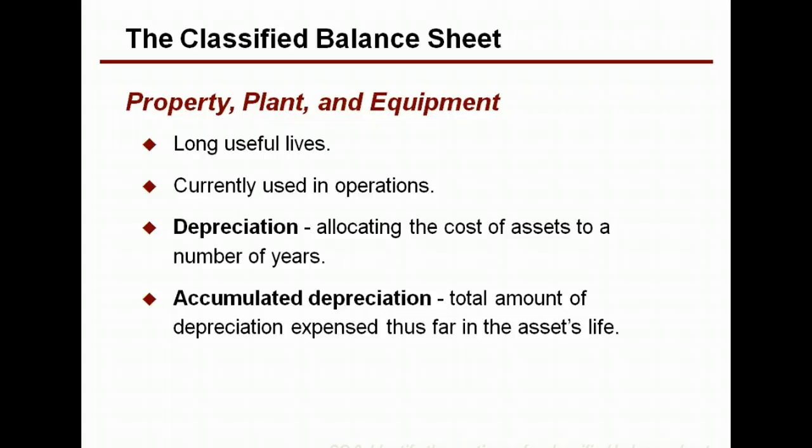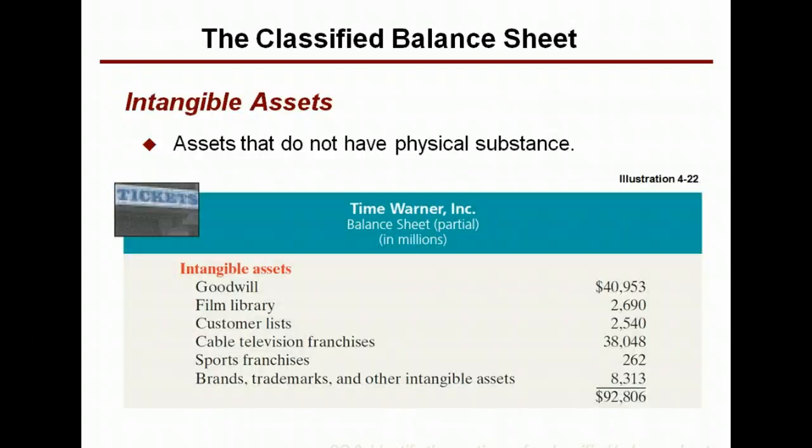Things that live in this part of the balance sheet are there because they are used in operations. They're not inventory. They're not held for resale. The reason we own them is we're using them. They have long lives, and we depreciate them, and we show them net of their accumulated depreciation. That is shown with it or in the notes to the financial statements.